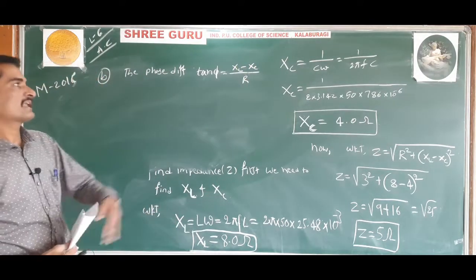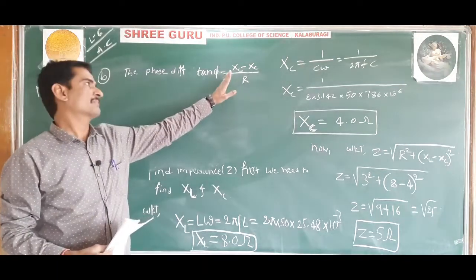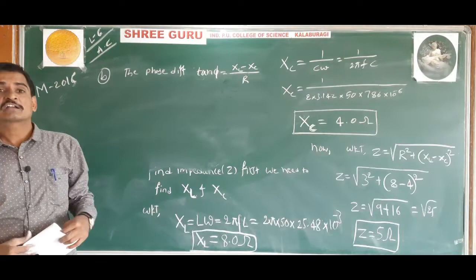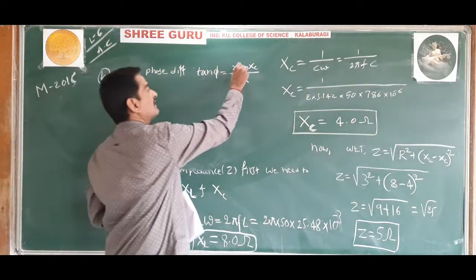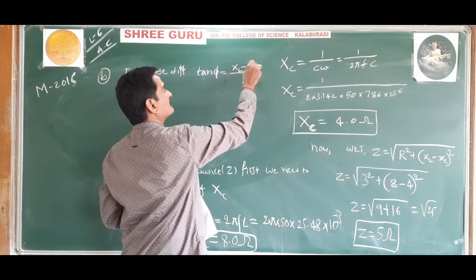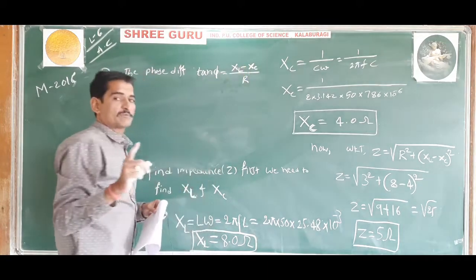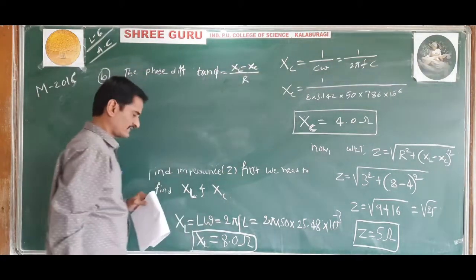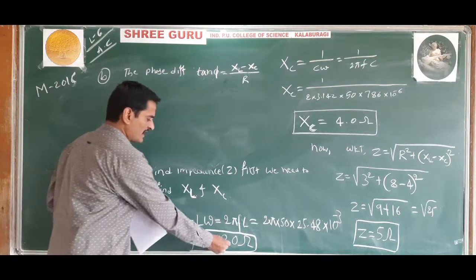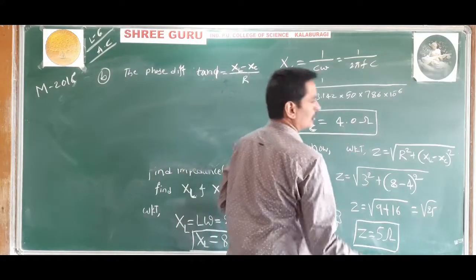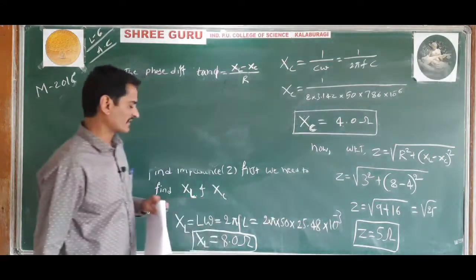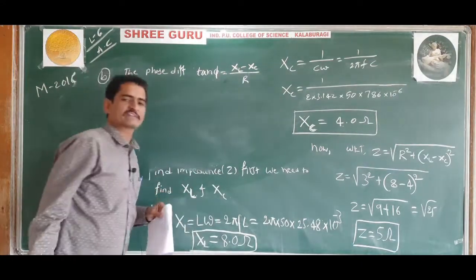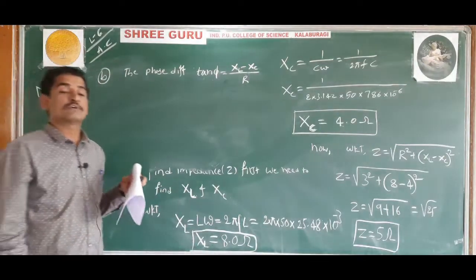Okay. Before applying this formula, first check whether XL is greater or XC is greater. Always, before applying this formula, check whether XL is greater or XC is greater. XL value is 8 and XC value is 4 ohm. So 8 ohm, 4 ohm, so XL is greater than XC. So you can apply tan phi is equal to XL minus XC divided by R.